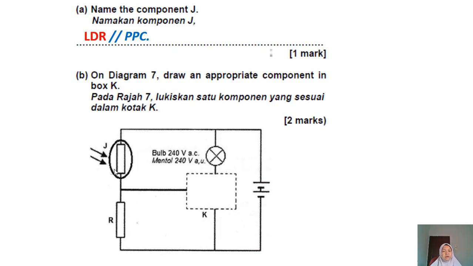Okay. On diagram 7, draw an appropriate component in the box. So for sure K is represented by a transistor. What we need to know is what type of transistor, either NPN or PNP. First we look at the battery terminal here. This is positive. Positive, it will be NPN, because the N side and positive must be reverse bias. So this will be an NPN transistor. Remember the arrow is downward.